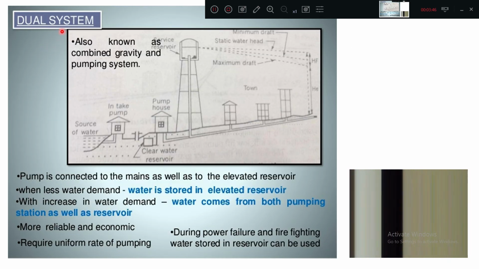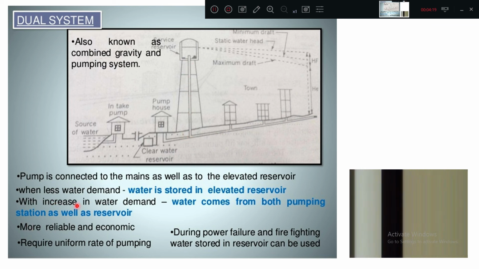Now the dual system, which is very economical, consists of both the gravity as well as the pumping system. There is a reservoir, there is an intake pump. From there, there is a pump house. One line is going to the city, and another line from the pump is going to the overhead reservoir. So both ways it is storing the water. The pump is connected to the mains as well as to the elevated reservoir.